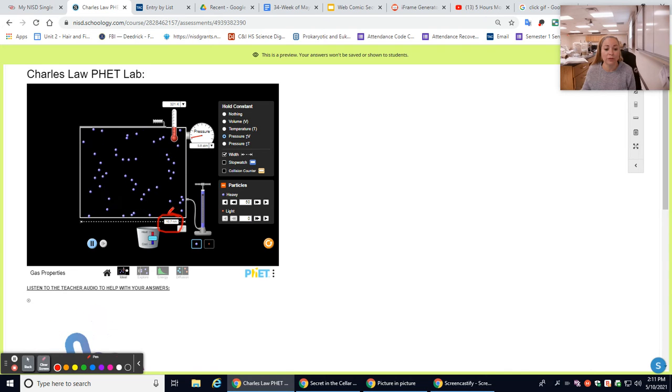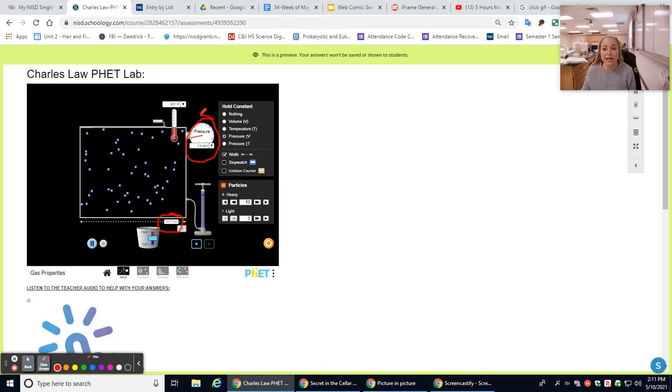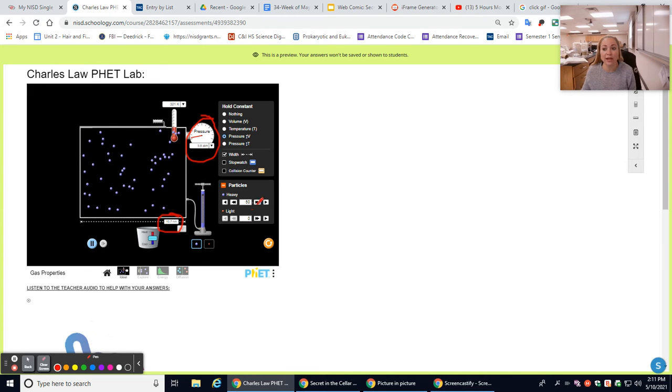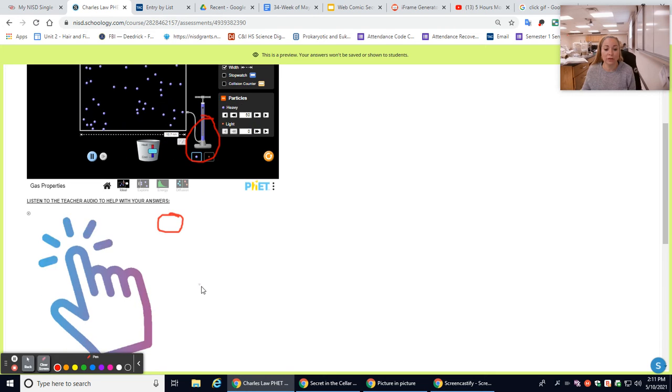So it's right here, 10.7 nanometers. That would be your volume, okay? And then your pressure, it's at 5.8 atm. Okay, so if it doesn't show that as your option, always pick the closest one. Very important.